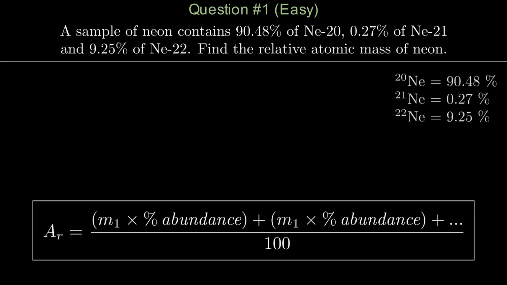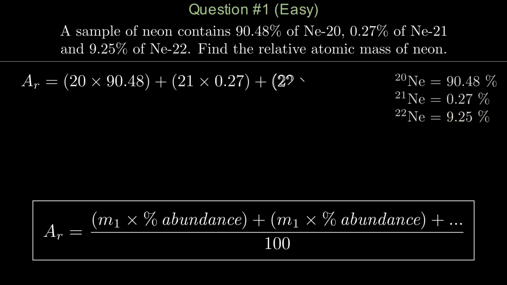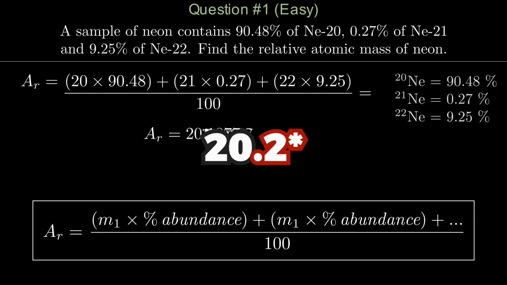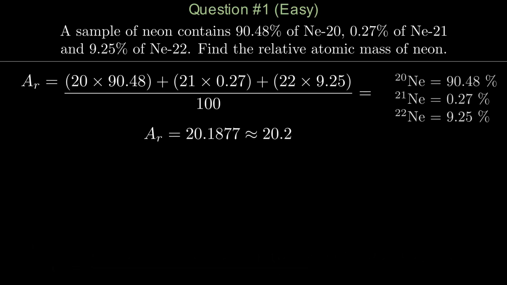This ancient artifact suggests that we should multiply all isotopic masses by their abundance. So let's do that. We will multiply 20 by 90.48, 21 by 0.27 and 22 by 9.25. Then all this mass will be divided by 100 to get 20.1877, which is 20.1 to three significant figures. Easy, right? You just plug in the numbers into the formula.